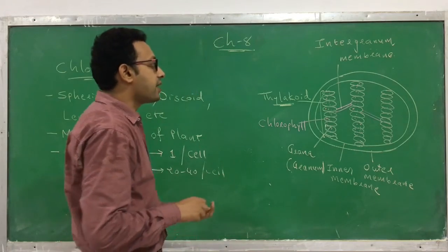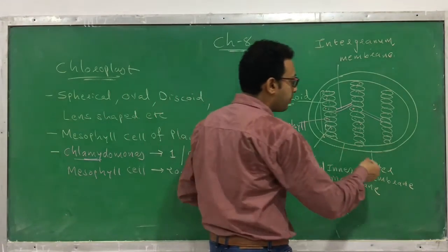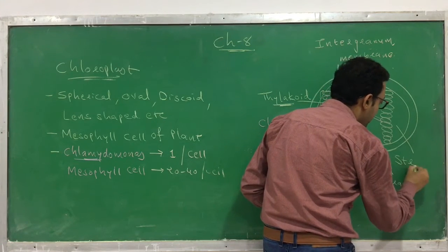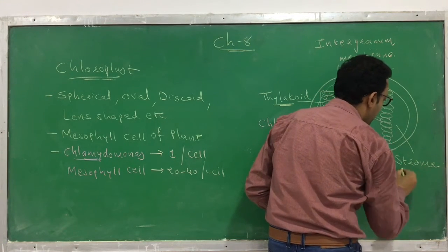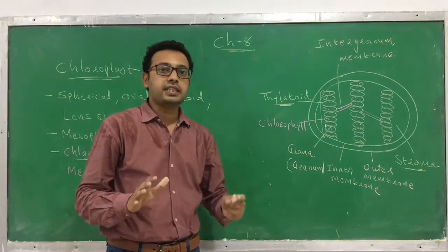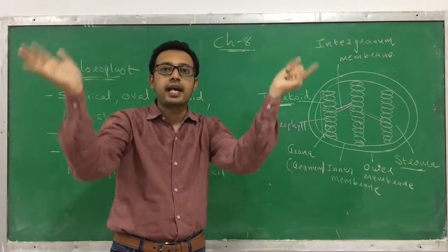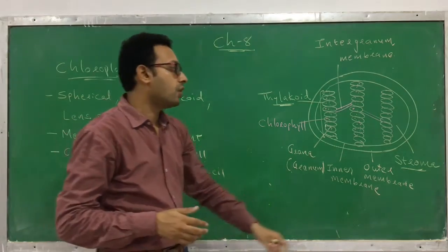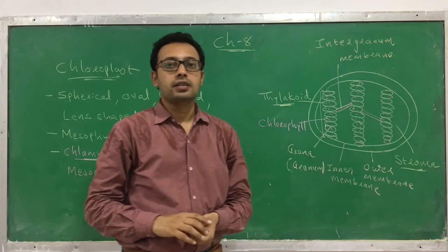Okay. Now the rest portion, the rest inner portion, this is the inner portion. Except the thylakoids, this is called the stroma. What is it called? A stroma. So I say the whole inner environment except the flat lamellar structures is called the stroma. Okay.